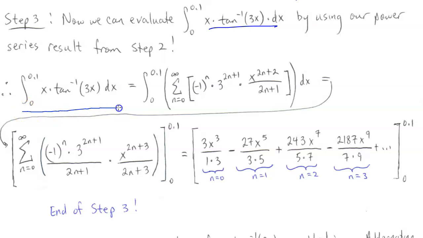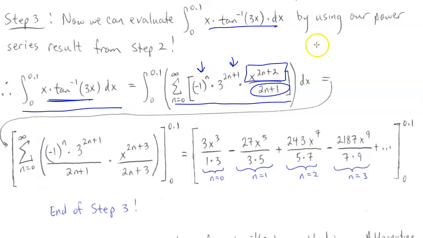So we see here that our definite integral of x times arctan of 3x dx from 0 to 0.1, we just replace our integrand with our power series equivalent for it. And then after that, notice again that if we're going to be taking the antiderivative of the power series with respect to x, then all things in terms of n here are constants. So this negative 1 raised to the n, 3 raised to 2n plus 1, and this 2n plus 1 are all constants. So all we have to worry about here is taking the antiderivative of x raised to the 2n plus 2. And of course, if we do that, we just add 1 to the exponent and divide by the same, and this would be the result of that.